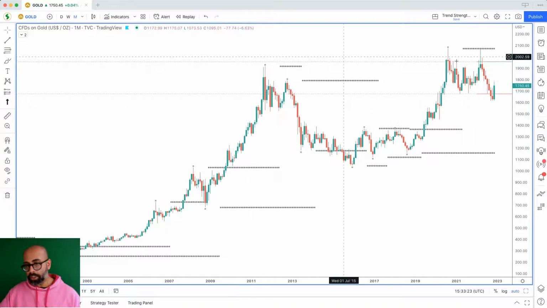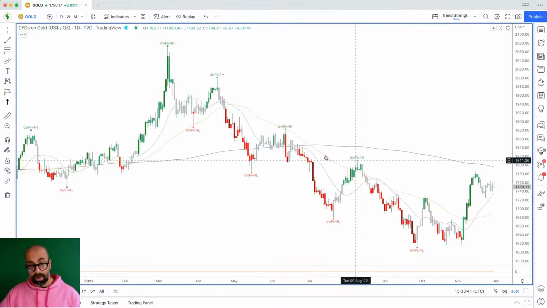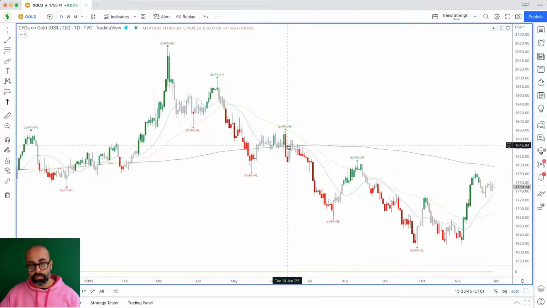So gold, just a sideways market for now. It's going nowhere. If we want to do a deeper analysis, we can see that on a weekly time frame, it's bouncing off the 200 moving average. If it moves back to this resistance and breaks out, then happy days. We could see price move towards $3,000. But on the daily time frame, we can see that it's struggling to break through the 200 moving average.